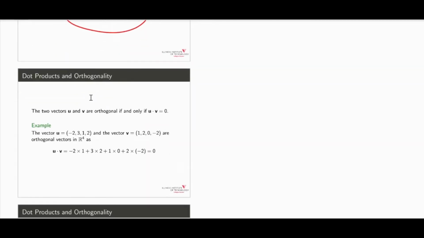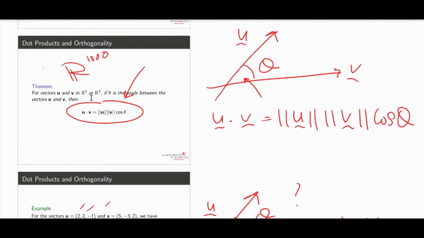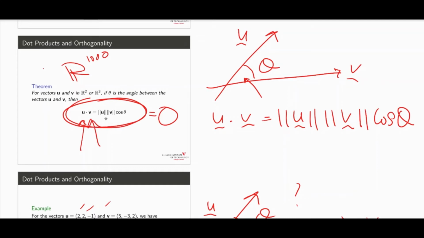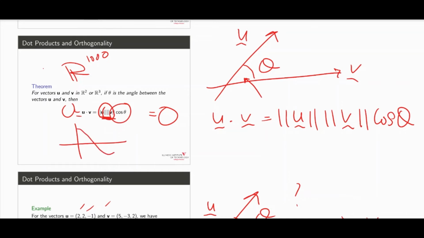The key thing about the dot product is when the dot product is equal to 0. Look at this formula, look at this theorem right here. If your vector u and vector v are non-zero vectors, then the only way u dot v is 0 is if cosine theta is equal to 0, and cosine theta equals 0 when they are perpendicular to each other. That's our 90 degrees.